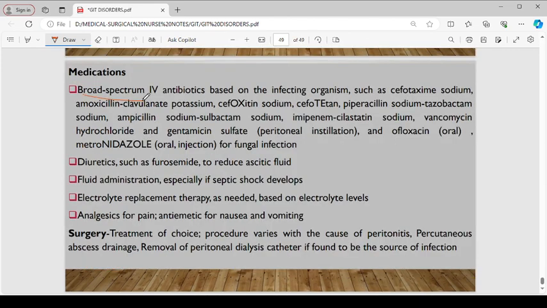Medication: we have broad spectrum IV antibiotics based on the infecting organism. We could have cefotaxime sodium, amoxicillin-clavulanate (Augmentin), and then we also have other azoles like metronidazole, or ofloxacin, right? Gentamicin sulfate for peritoneal instillation. We also have diuretics like furosemide, which can help reduce ascitic fluid.